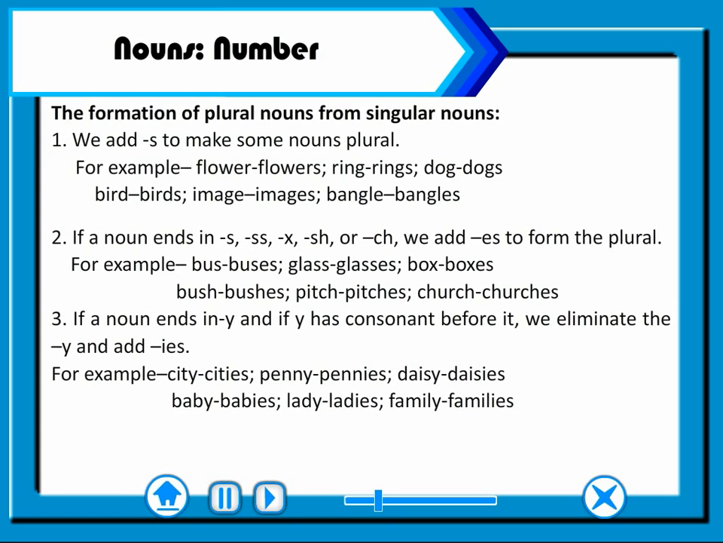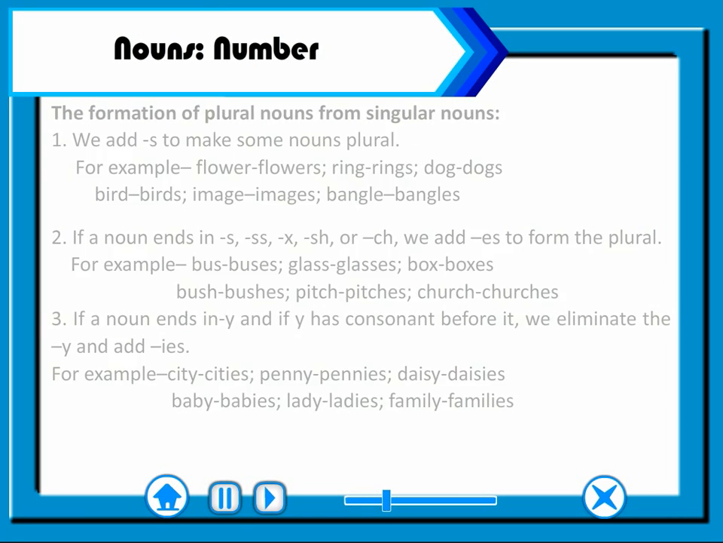If a noun ends in y and the y has a consonant before it, we eliminate the y and add ies. For example, city, cities, penny, pennies, daisy, daisies, baby, babies, lady, ladies, family, families.